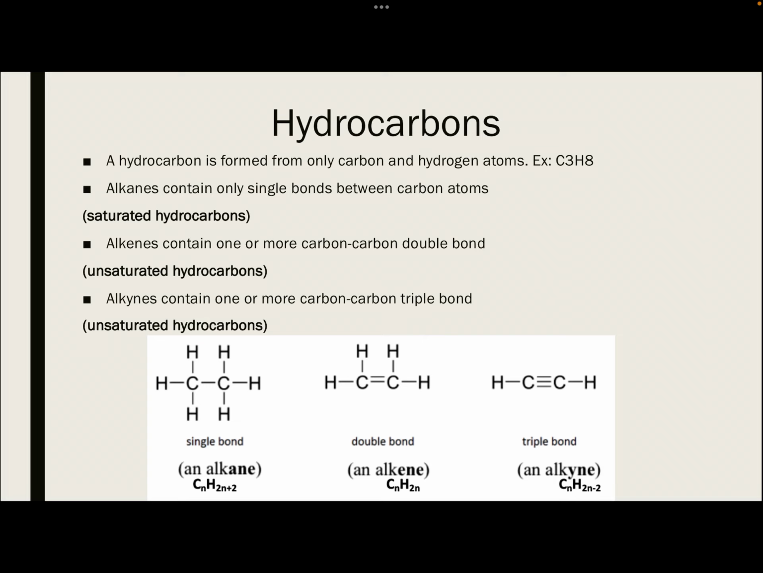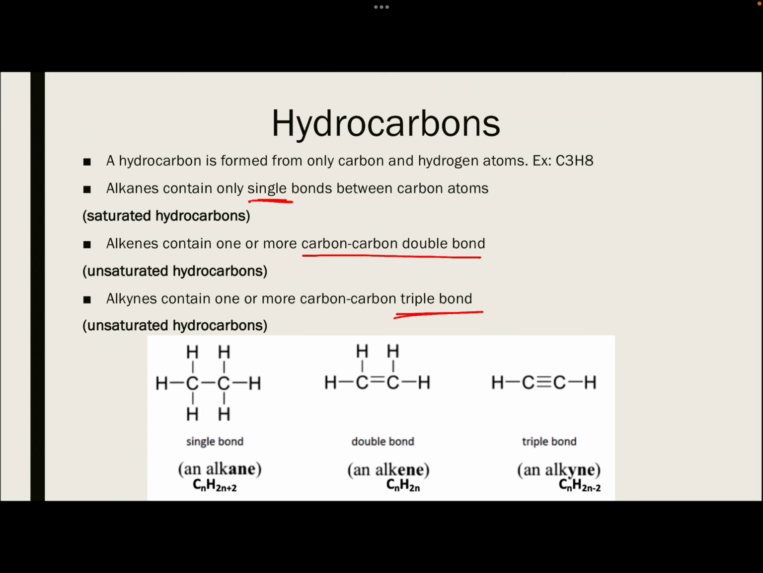Hydrocarbons are an example that is formed from only carbon and hydrogen atoms. For example, we have C3H8. If we look at hydrocarbons, an example is an alkane, and this contains only a single bond between carbon atoms. We can have alkenes, which contain one or more carbon-to-carbon double bonds, and then we have alkynes, which contain one or more carbon-to-carbon triple bonds, okay?